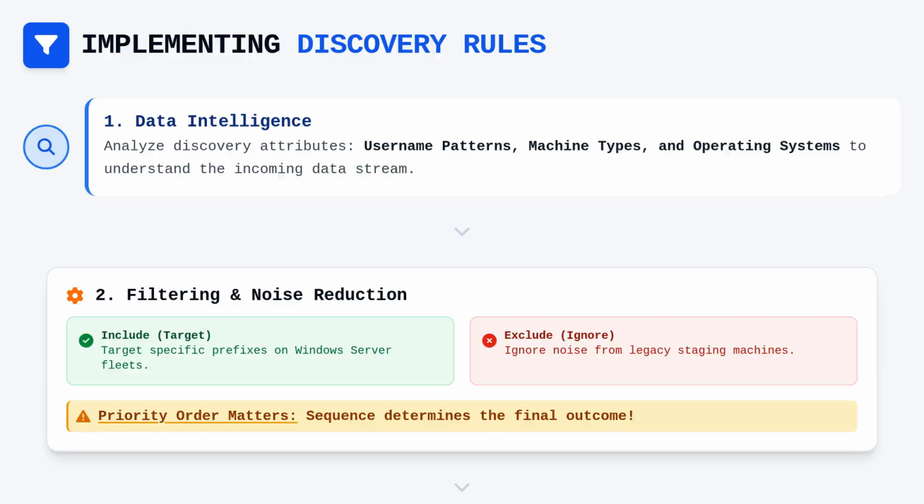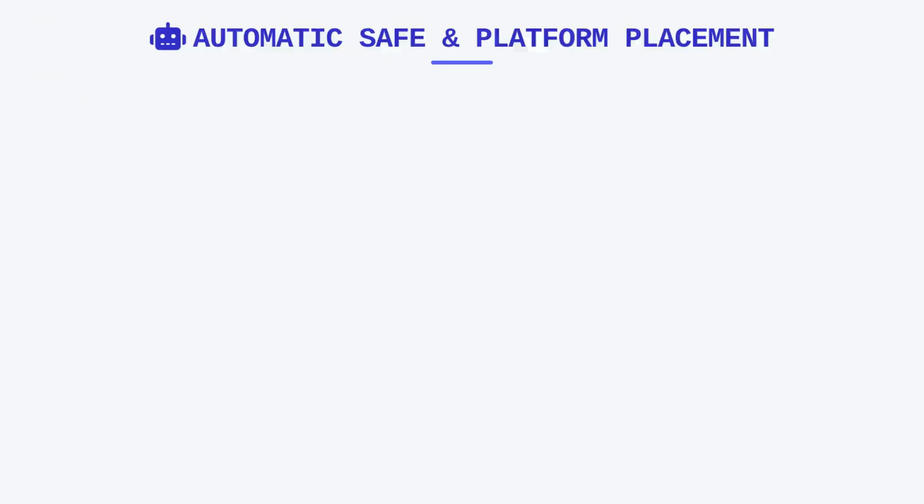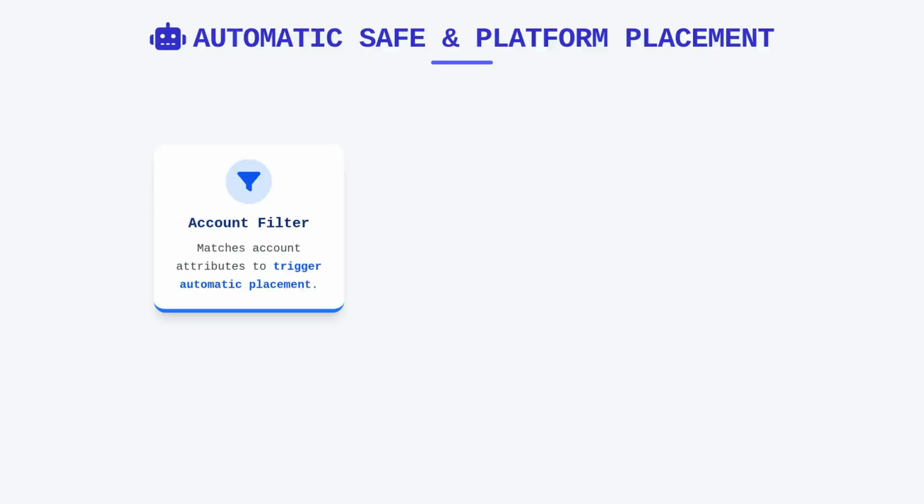Once an account matches a criteria, the system needs to know where it belongs, which brings us to the necessity of mapping accounts to specific safes and platforms. The assignment of automatic safe and platform placement is the step where administrative efficiency meets granular security policy. You configure rules such that any account matching your filter is automatically placed into a designated safe, which inherently possesses the appropriate access controls defined by its members.